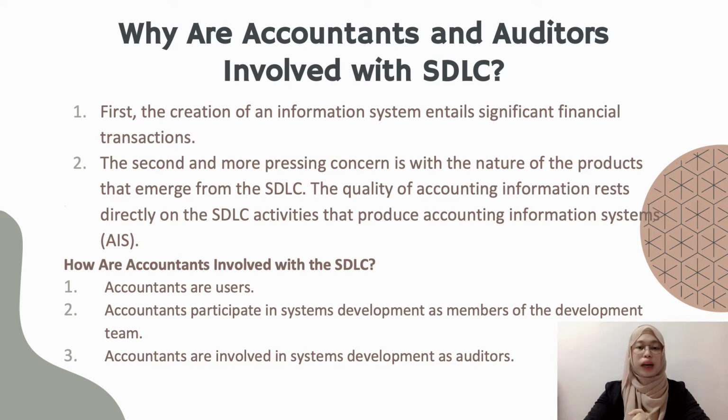For example, a wrong SDLC may produce a wrong sales order system with major control defects that inject errors into financial accounting records or allow for the opportunity of fraud. And how are accountants involved in the SDLC? Accountants play three roles in system development. First, accountants use. Accounting is impacted by all systems that process financial transactions.